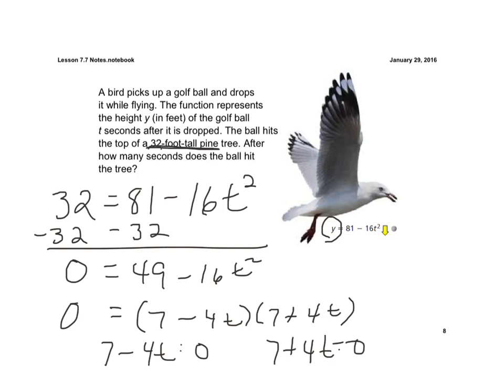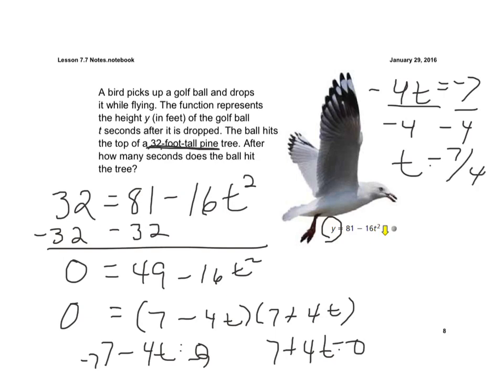So in this case, I have to subtract the 7, and that gives me negative 4t equals a negative 7. Divide by the negative 4. The 2 negatives go away, and I get a positive 7/4. Here, I subtract the 7 first, and that gives me 4t is equal to a negative 7. Divide by 4. And I get t equals a negative 7/4.